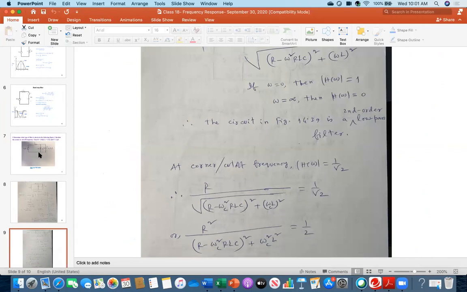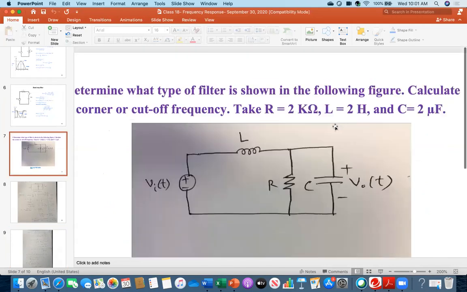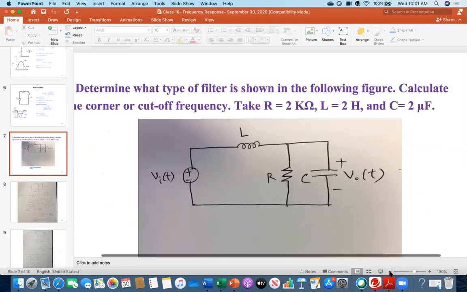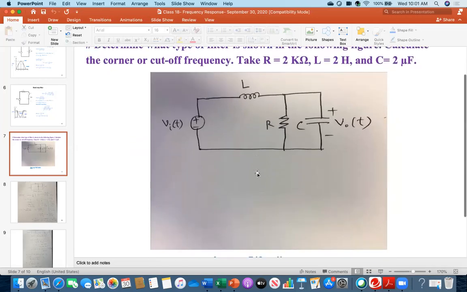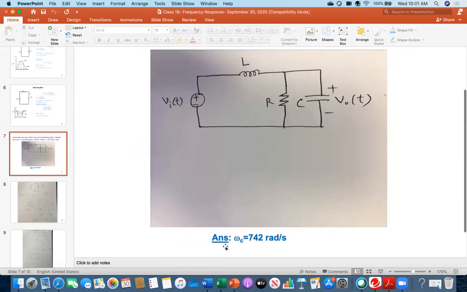Now the second question was, calculate the cutoff or corner frequency. How will you calculate the corner frequency or the cutoff frequency? I think I have written down the answer. If we use a calculator, ω is 742 radians per second.